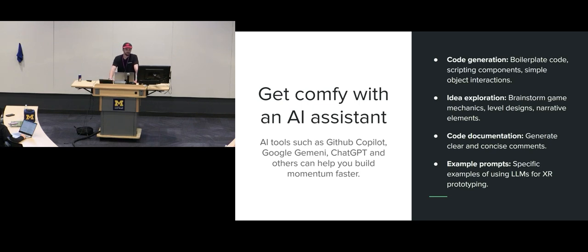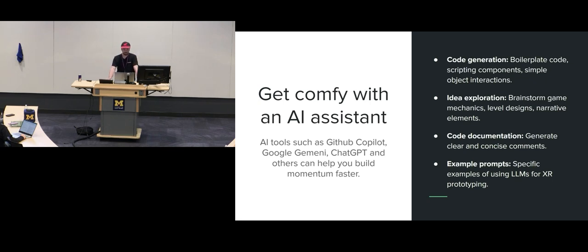Controversially, my other suggestion is get comfy with an AI assistant. AI tools such as GitHub Copilot, Google Gemini, did I spell that? No, there's a typo there. ChatGPT and others can help you build momentum faster. I like to call this going from 0 to 1. I'm a programmer. We like our zeros and ones.